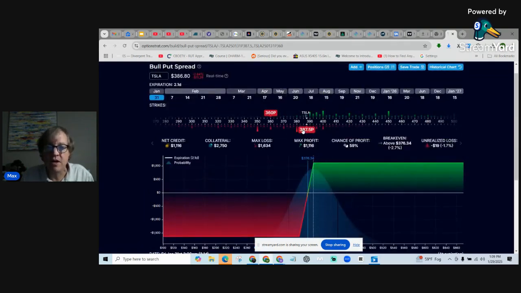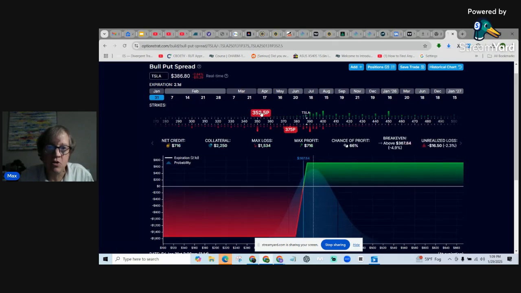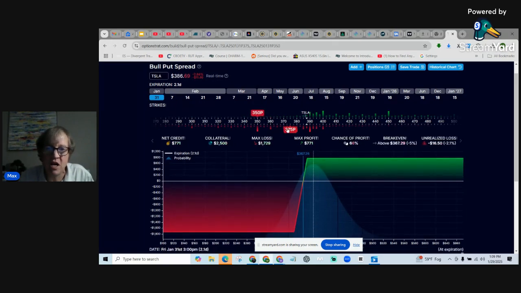Okay, well, now we're going to try to get our buffer back. We're going to go a little bit out of the money. We're trying to basically just create a synthetic trade that is just like naked options, but without the risk of naked options.